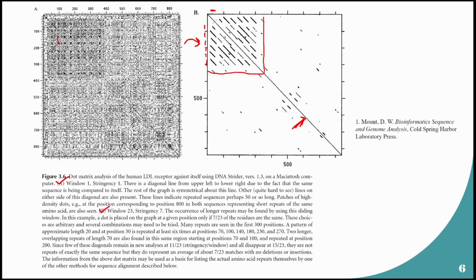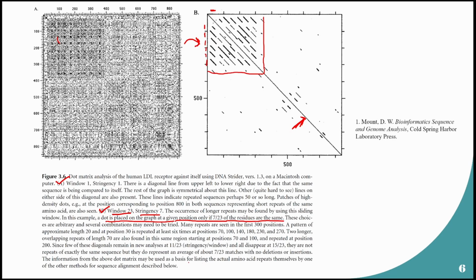But on the B plot, you will see they applied a higher window size of 23 and a stringency value of 7, right? So that means that a dot is placed on the graph at a given position only if 7 out of 23 residues are the same. So that is the stringency and the window size respectively. And you have to, of course, mix and match different numbers, and try different permutations and combinations. Then at some values of window size and stringency, you will get to see the clear pattern in this particular plot, right?